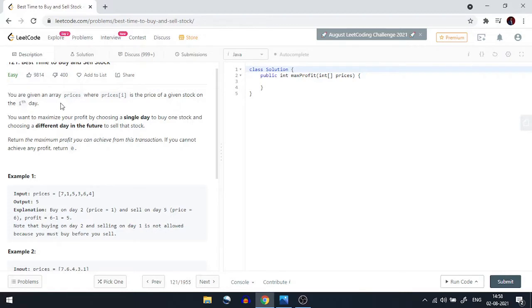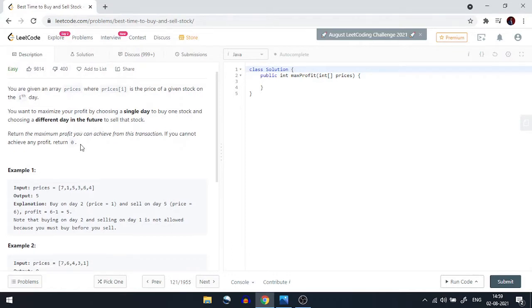Okay, so you are given an array prices where prices[i] is the price of a given stock on the ith day. You want to maximize your profit by choosing a single day to buy a stock and choosing a different day in the future to sell that stock. Return the maximum profit you can achieve from this transaction. If you cannot achieve any profit, return 0.